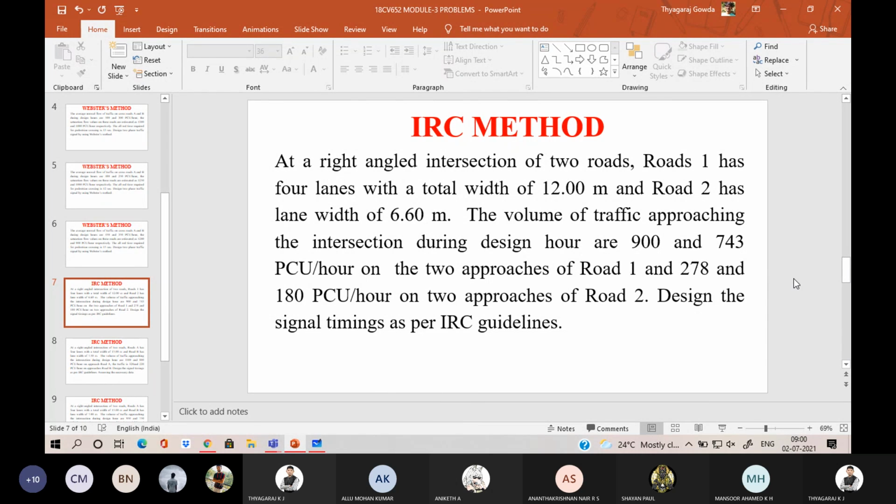So kindly note the first problem in the IRC method. This is also a very simple method, but it is a little bit lengthy. So kindly note down the first problem on the IRC method.